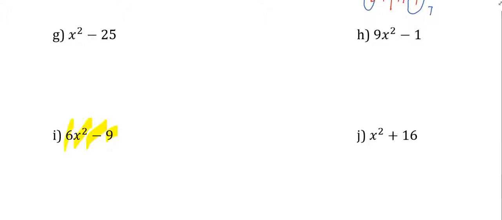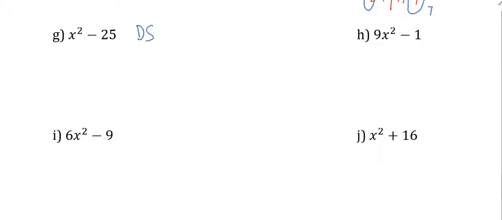So who remembers how to do a difference of squares? Sarah? You would take both of those. Yeah, so the square root of x squared is x. Square root of 25 is 5. And then how do I write it? X plus 5, x minus 5.